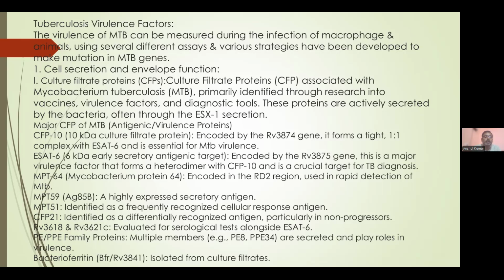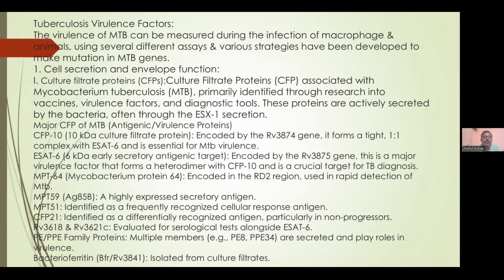Major culture filtrate proteins of MTB are CFP10, encoded by the Rv3874 gene. It forms a tight 1:1 complex with ESAT-6 and is essential for MTB virulence. Then comes ESAT-6, the 6 kilodalton early secretory antigenic target, encoded by the Rv3875 gene. This is a major virulence factor that forms a heterodimer with CFP10 and is a crucial target for TB diagnosis. MPT64, encoded in the RD2 region, is used in rapid detection of MTB.